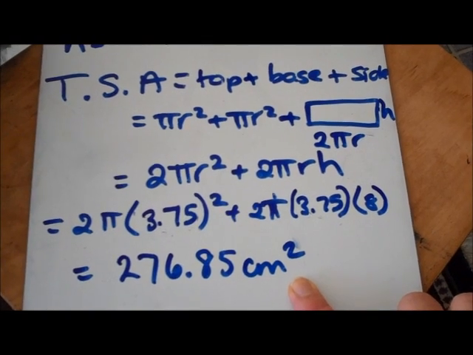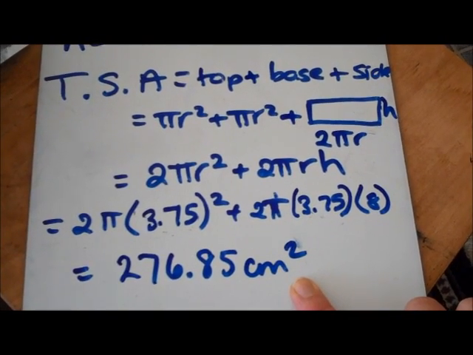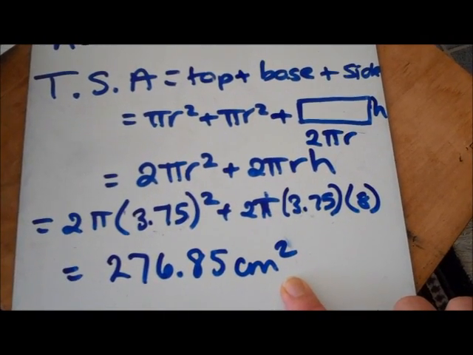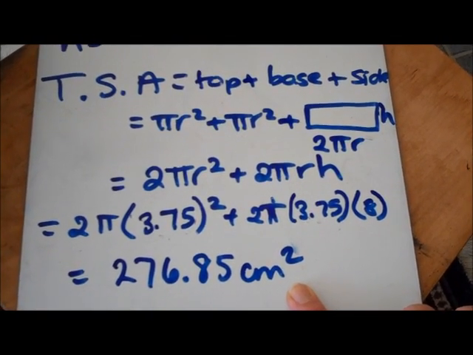Remember, double check, is it a radius or a diameter that they're giving you? Are they asking you for the top and the bottom? Sometimes they might just ask you for the base and the sides. So you need to read the questions carefully.